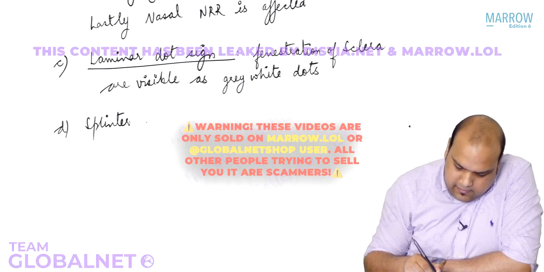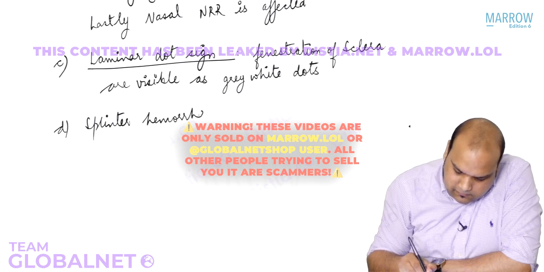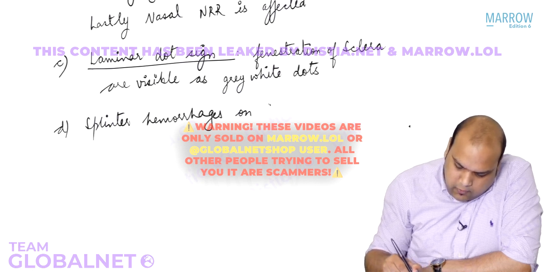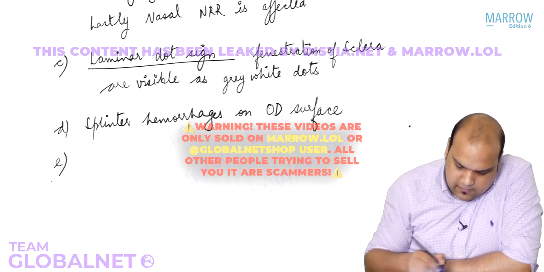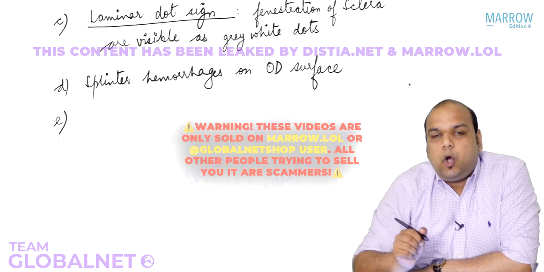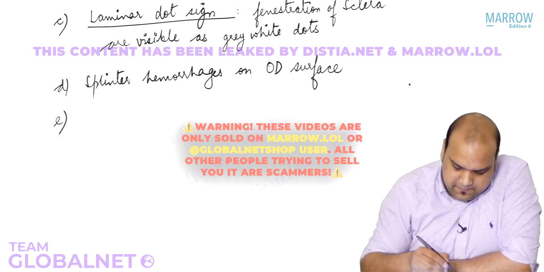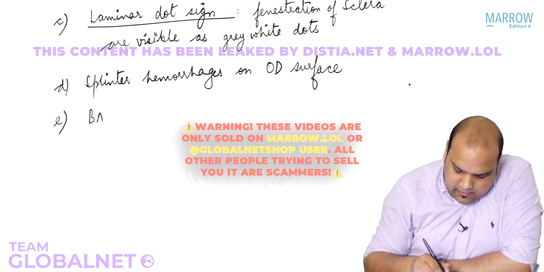Now, next sign, everybody. Splinter hemorrhages on optic disc surface. Splinter hemorrhages on optic disc surface. Next sign, everybody. Bayonetting sign.